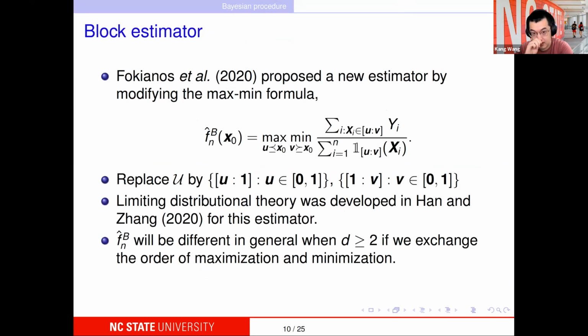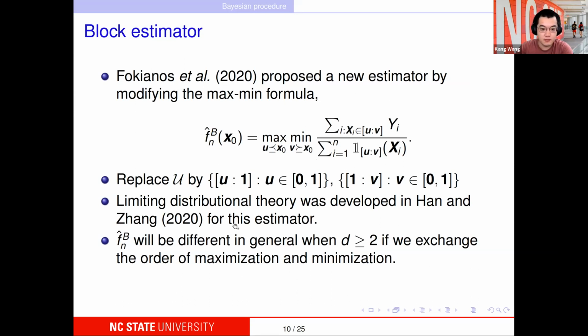And a recent estimator, proposed by Fokianos et al. in 2020, modifies the max-min formula for the isotonic estimator by only taking maximization and minimization over block, hyperrectangle-shaped upper level sets and lower level sets. The sets in the upper-script U collection are indexed by each u smaller than x0, and the sets in L are indexed by every point greater than x0.